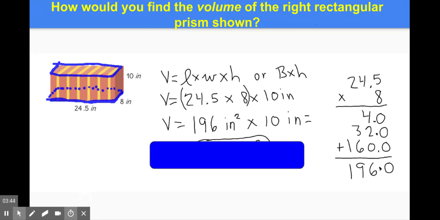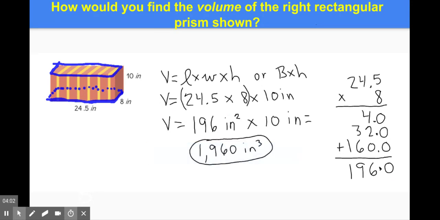If you remember, when we're talking about area, it's how many squares of whatever unit of measure you're using, square units. So in this case, square inches can cover that area. So that area of the base is 196 square inches. We'll multiply it by the height of 10 inches, and we get a total volume of 1,960 cubic inches.